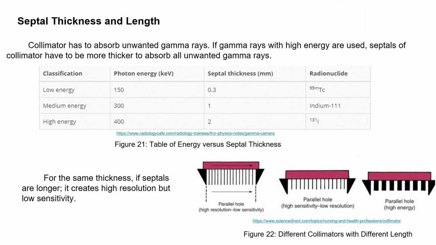Septal thickness and length. Collimator has to absorb unwanted gamma rays. If gamma rays with high energy are used, septa have to be thicker to absorb all unwanted gamma rays. In the figure, we can see the relation between gamma energy and the septal thickness which is needed. For the same thickness, if the septa are longer, it creates high resolution but low sensitivity.